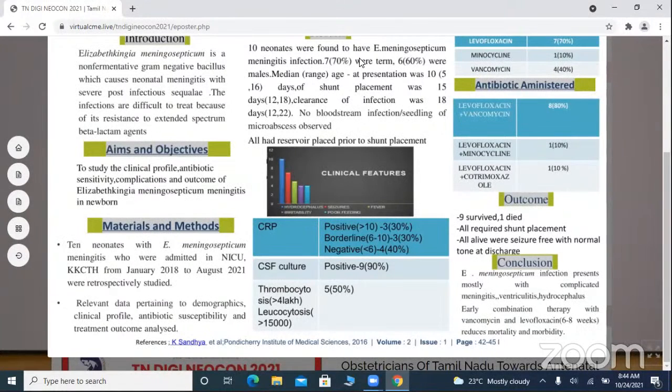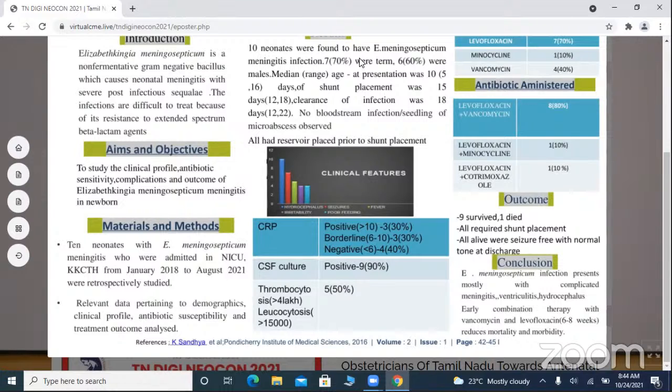And we had quite a good outcome. That is, out of 10 babies, in spite of the complicated meningitis with ventriculitis and hydrocephalus, 9 of them survived. Only 1 expired. And all required shunt placement. At the time of discharge, they were seizure-free and with normal tone. We are still following up the babies in our OPDs, and so far, all of them have good neurodevelopmental follow-up also.